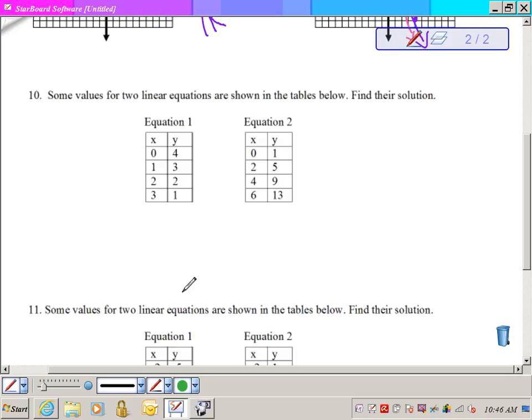Okay, some values for two linear equations are shown in the tables below. Find your solution. I'm given two tables. What do I need to find? Their slopes and y-intercepts, right? So I really need to come up with an equation.